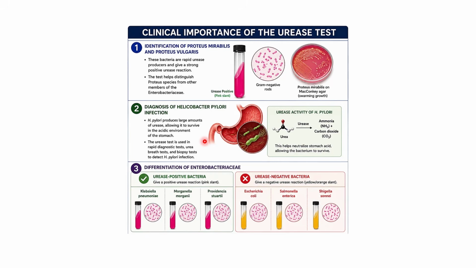3. Differentiation of Enterobacteriaceae. Some urease positive bacteria are Klebsiella pneumoniae, Morganella morganii, and Providencia stuartii. And urease negative bacteria are E. coli, Salmonella enterica, and Shigella sonnei.